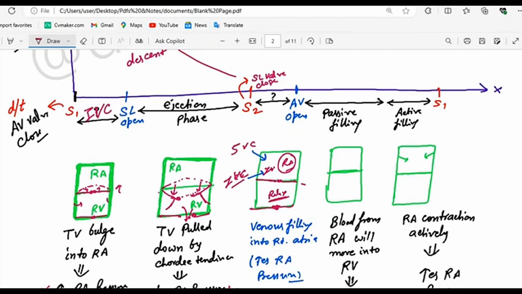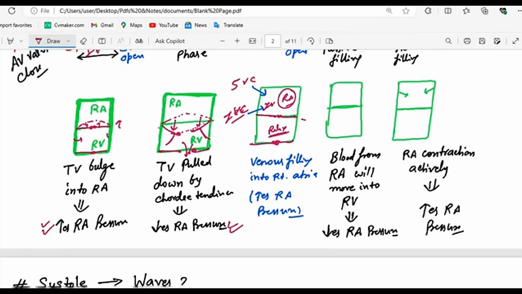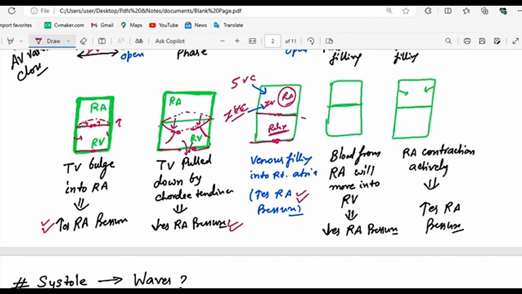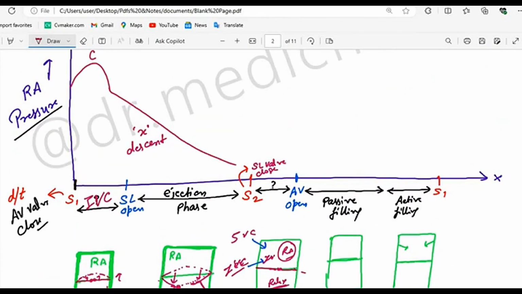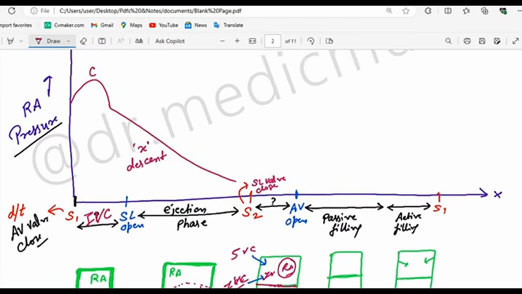Now see, the venous blood is filling into the right atrium, due to which there is an increase in the right atrium pressure. If there is an increase in the right atrium pressure, the wave will go up. So one wave will be formed, and we call this wave the V wave. Now what will happen? The AV valve is open.